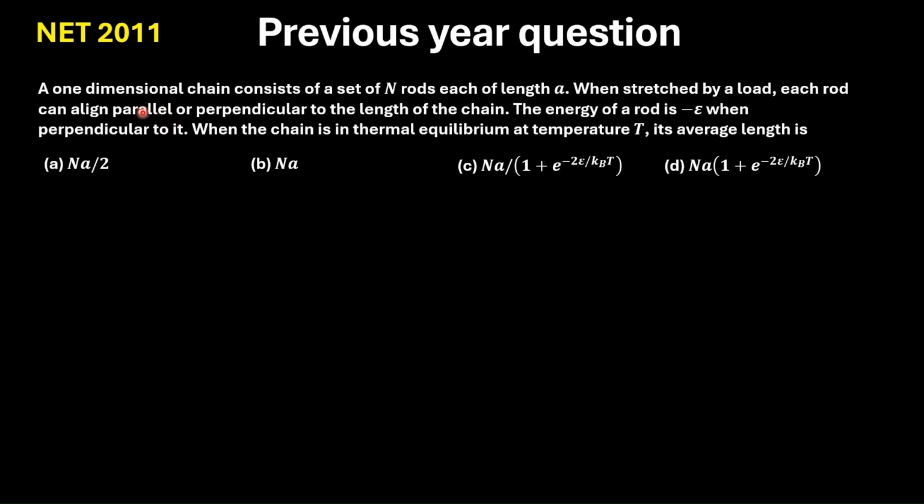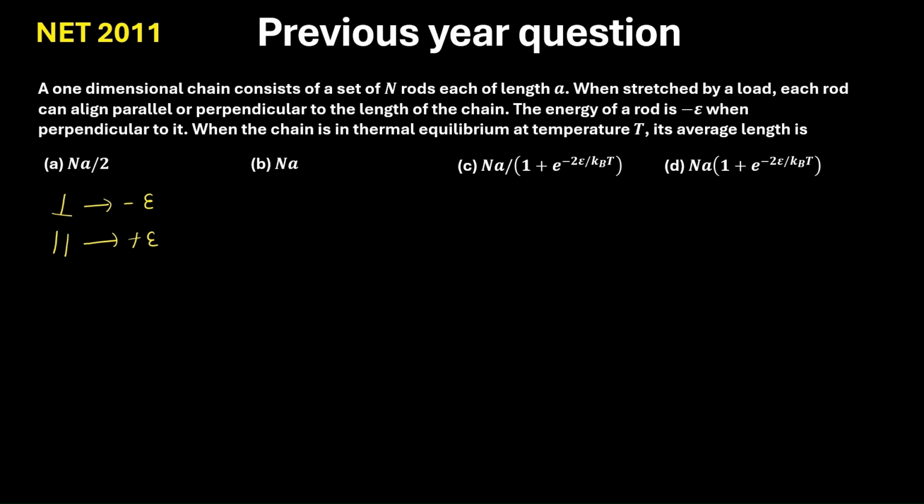In this question, we are given a one-dimensional chain consisting of N rods of each of length a, and each of these rods can align either parallel or perpendicular, and the energy of a perpendicularly aligned rod will be minus epsilon. And what is the average length? So here I will write down, when it is perpendicular, the energy is minus epsilon. So in parallel, it will be plus epsilon.